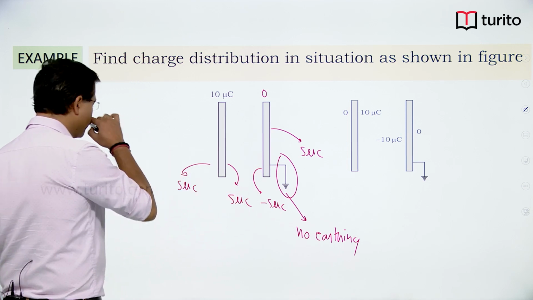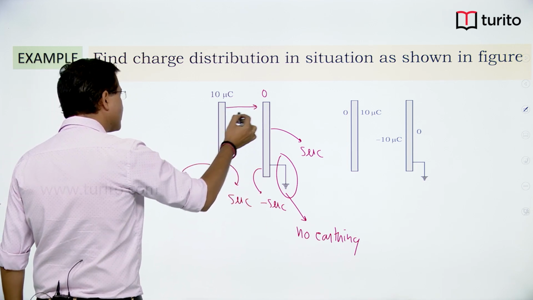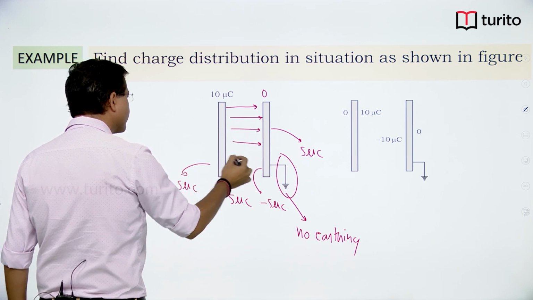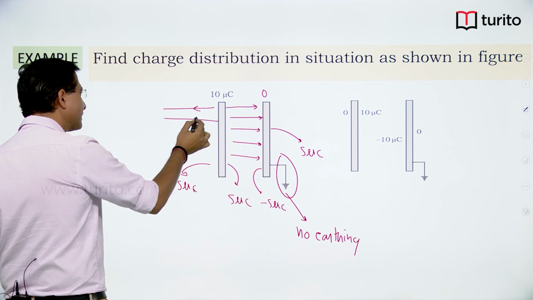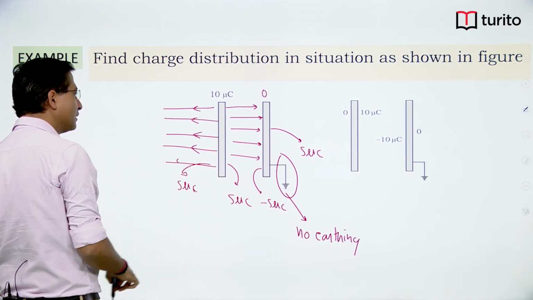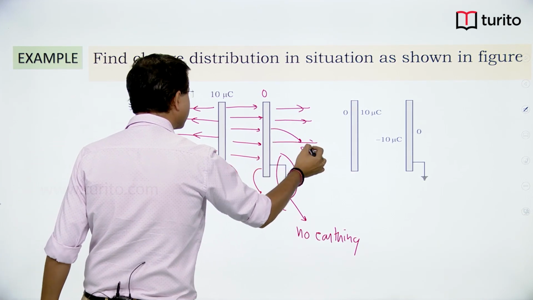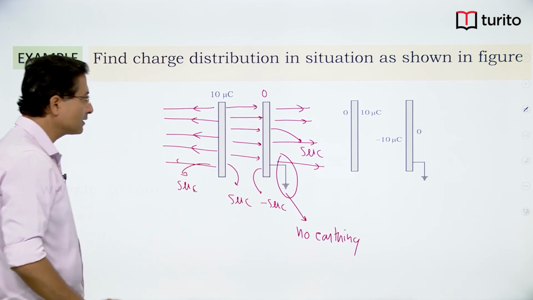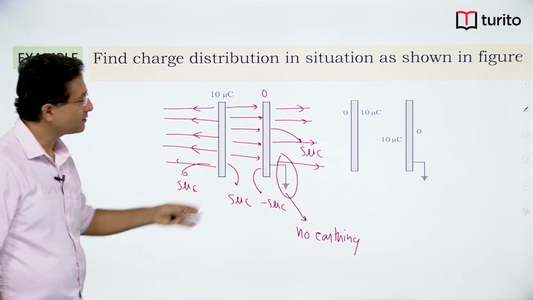Look at this one, plus and minus, so field lines will be from positive to negative, it will be this way, right. Here this is positive, field lines here will be like this, right, and on this side similarly, as this is positive, field lines will be like this when earthing is not there. So when earthing is not there, this is the situation.